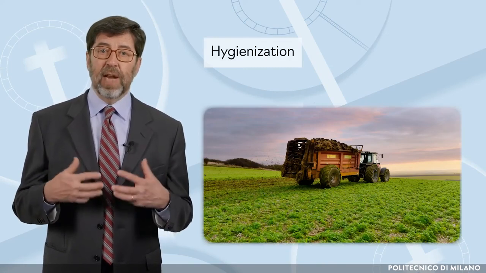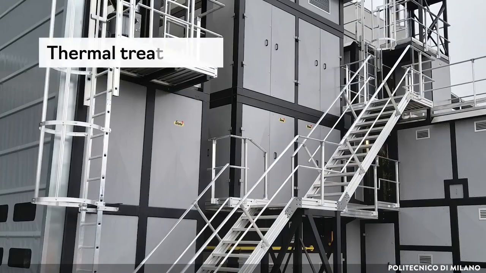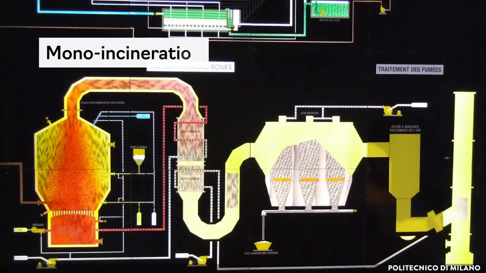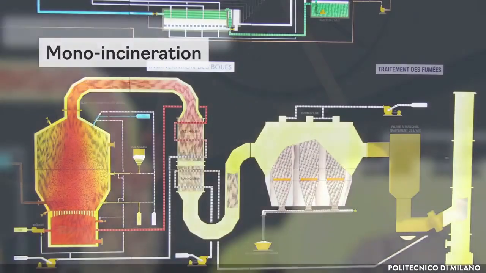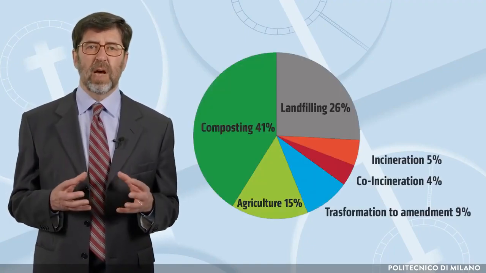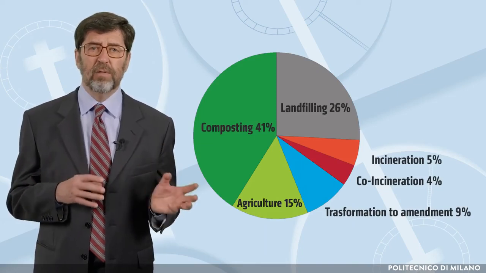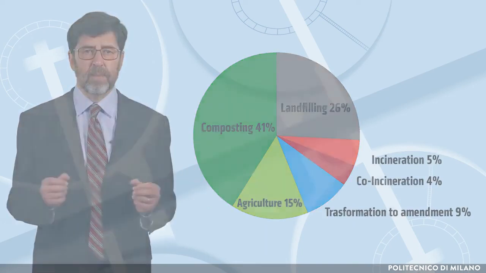Once sludge is stabilized and dewatered, it can be used in agriculture, often after a further treatment called hygienization that will ensure compliance with microbiological standards. Other routes are thermal treatments, including mono-incineration or co-incineration. In Italy, about one quarter of the total amount of sludge is still sent to landfill, a route that is going to be phased out in the next few years.